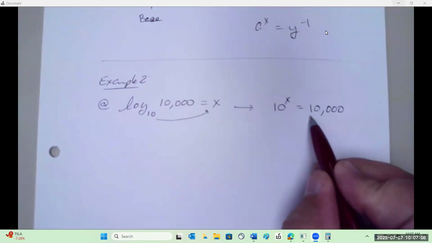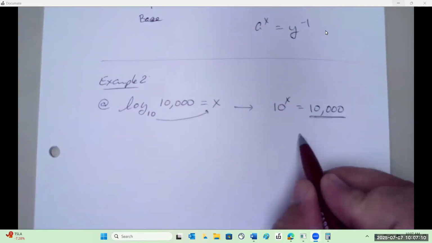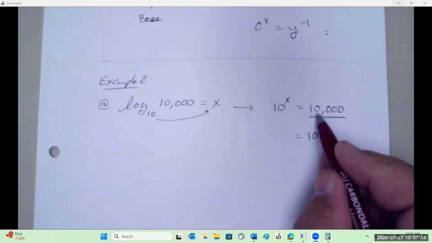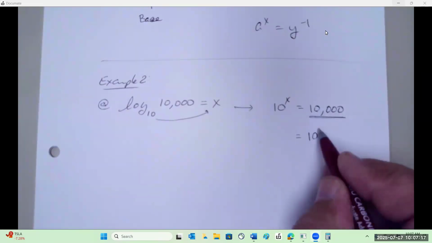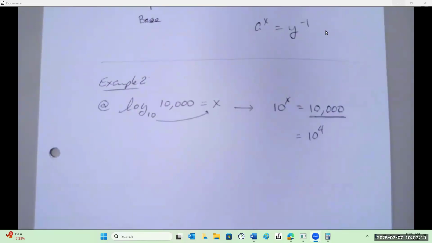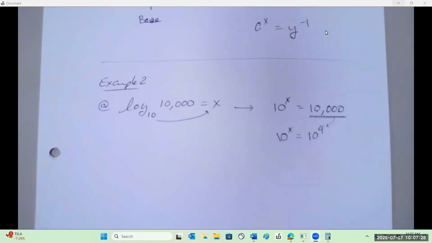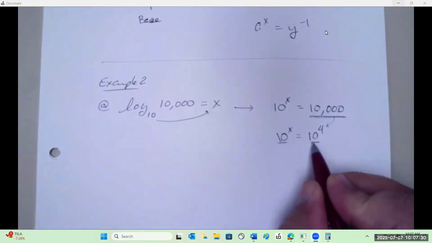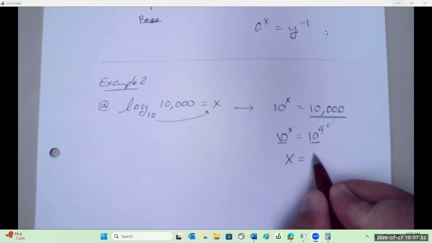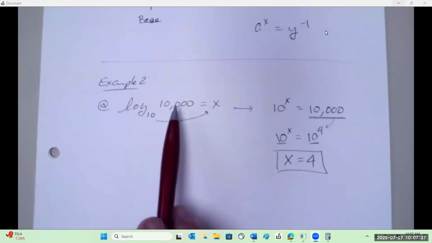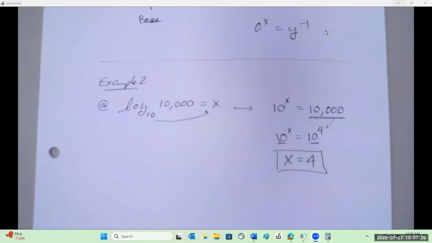Now, let's rewrite 10,000. What is 10,000 made up of? It's made up of 10 to the fourth power: 10 times 10 times 10 times 10. The number of zeros tells you how many exponents you have. Since the bases are the same, then the exponents have to be equal. So x is equal to 4. So the log base 10 of 10,000 is equal to 4.